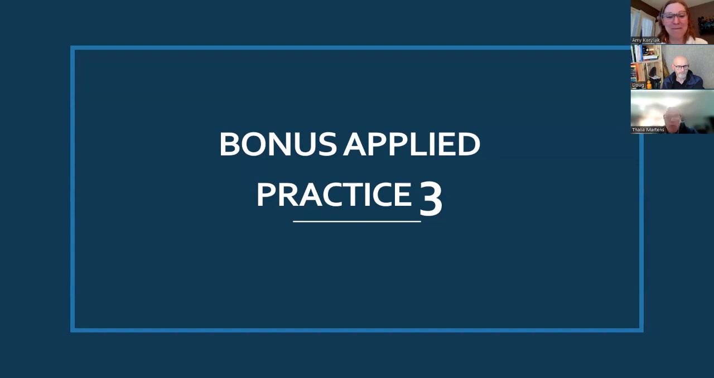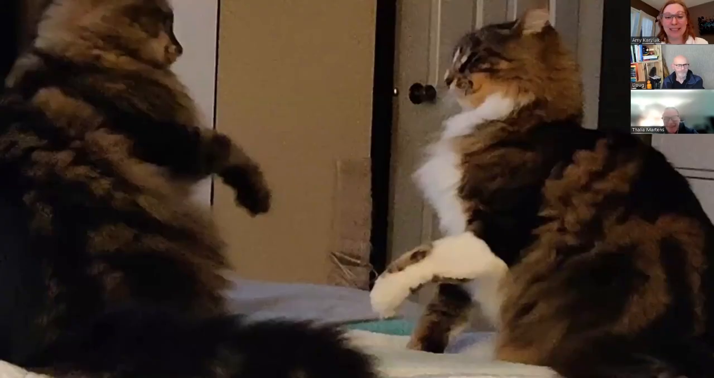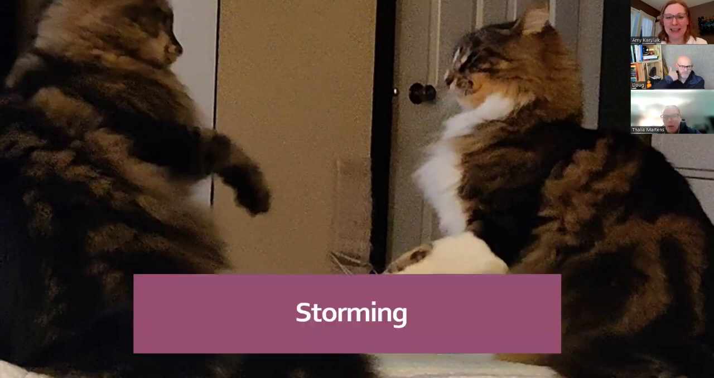Are you ready? All right. In this picture, I have my 2 cats bopping each other with their paws. This is the stage where individuals identify their roles within the group, and there is conflict. What stage am I? Storming. Nice. You got it.